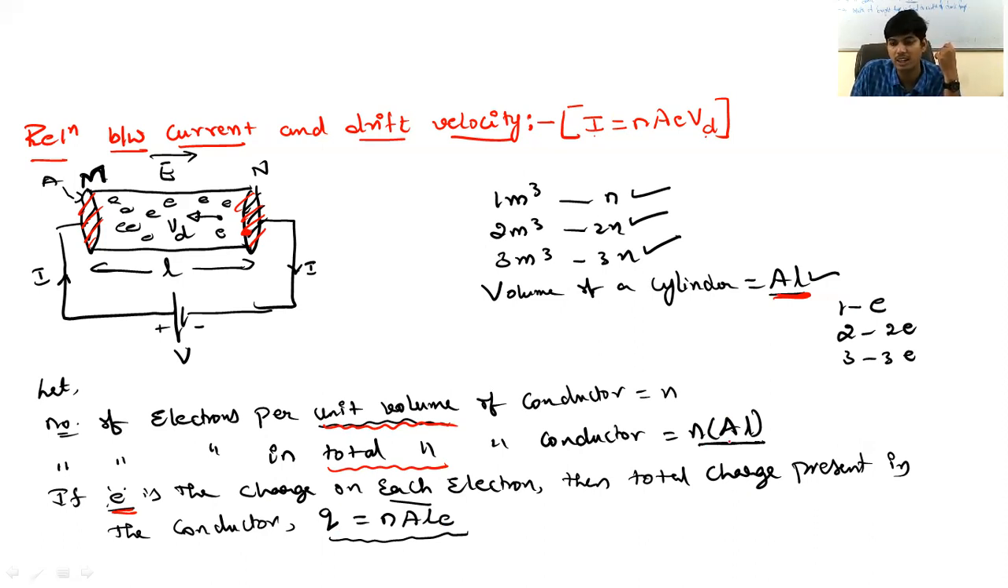See, there are totally nAL electrons. One electron will have charge e, two electrons will have 2e, three electrons will have 3e, so on nAL electrons there will be nALe. This is the total charge present in the conductor.